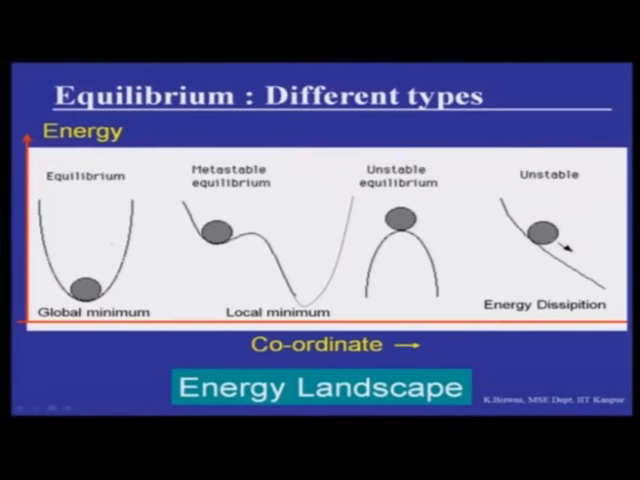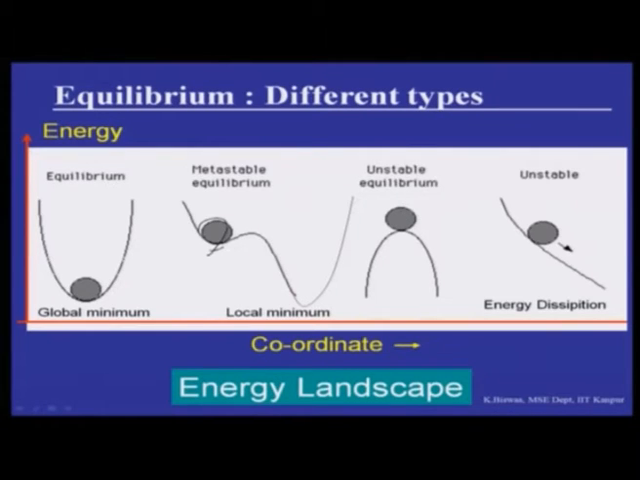That is the lowest energy configuration for the ball in this energy landscape. That is why it is called global equilibrium, or equilibrium means global minimum energy. Now in a system, other than this global minimum, you can also have a local minimum like this one here.